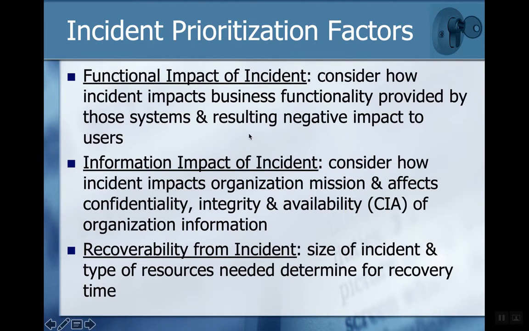Some of the things we see here: there's a couple of things we look at from a prioritization standpoint. Number one is the functional impact. What's happening? Is there an impact on the applications and on the business? Then the information impact: how does the event impact the confidentiality, integrity, and availability of the organization's information? That's really one of our priorities. And then the recoverability. How bad is the problem? Is it something that can be managed and controlled, or are the implications bigger or broader in nature?